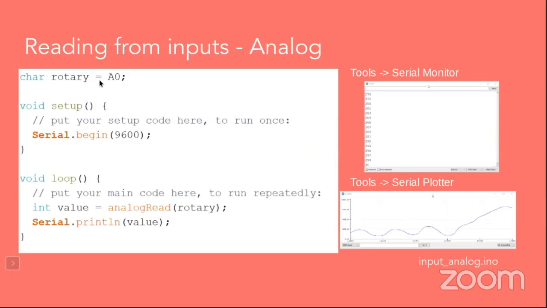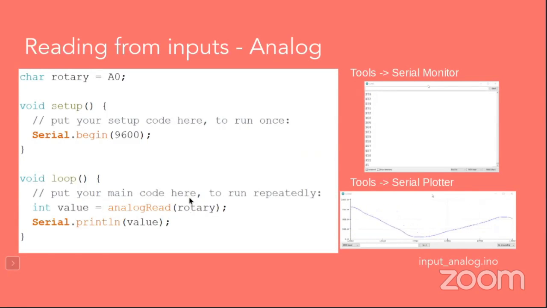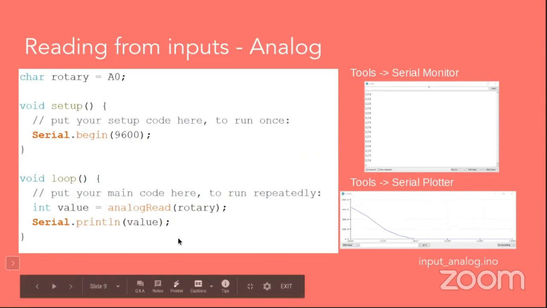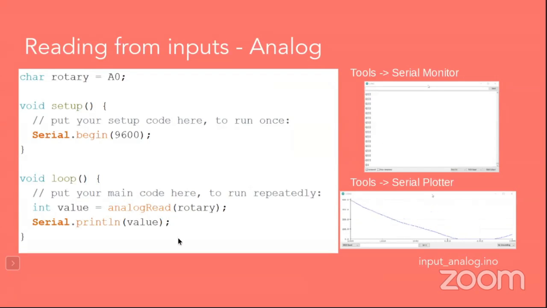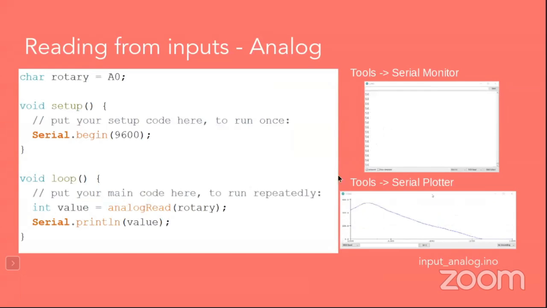So from there, we can read analog devices using the analog read function. What this does is it returns the value that it sees from the analog device, in this case, the rotary encoder. And if you open up Serial Monitor, you can see the raw data on its own. So this will show you the values, and this can range, I believe, from 0 to 500, if I got it right.